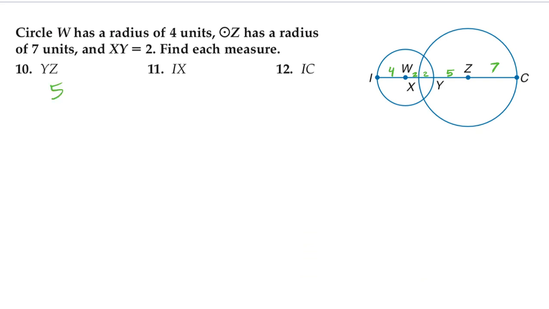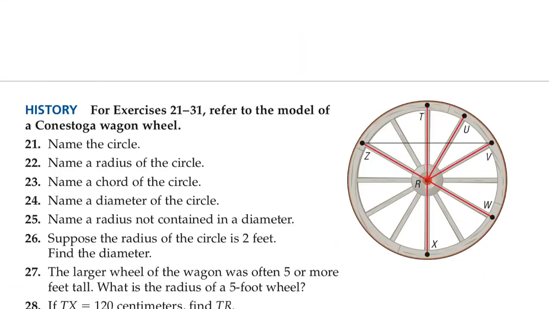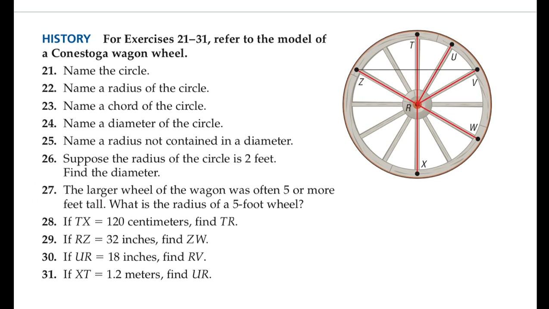IX is, oh, that's just the radius. That's silly. And then I to C, whoa, is the total. So that's 4 plus 4 plus 5 plus 7. So that's a total of 8 plus 12. Oh, 20. That was nice. Okay. Whoa, big circle, okay.